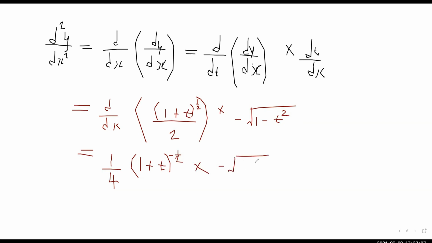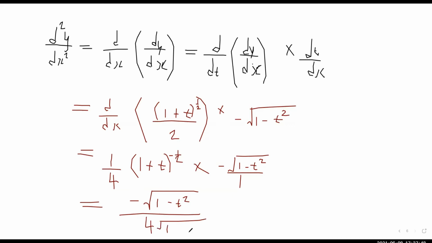Now the question said simplify your answer as far as possible. So if you leave it like this, you get 2 out of 4. You need to simplify your answer. Anything with a minus power is in the denominator. The 4 is already in the denominator, and this other part is really over 1 in the numerator. So this is really going to be minus the square root of 1 minus t squared, over 4 times the square root of 1 plus t.